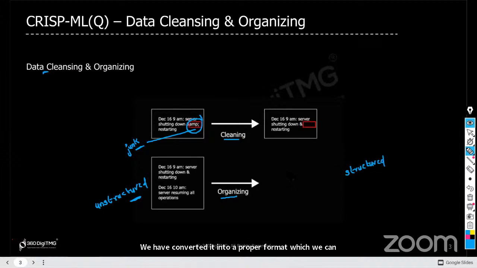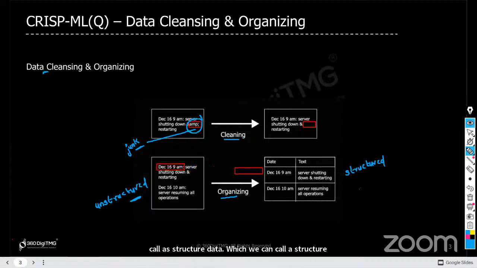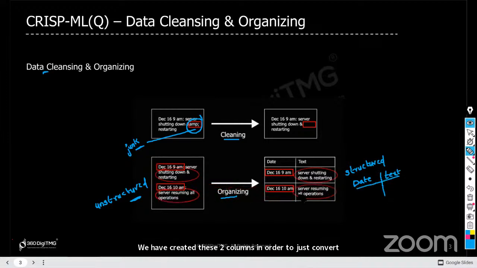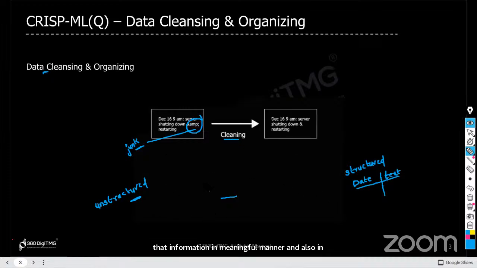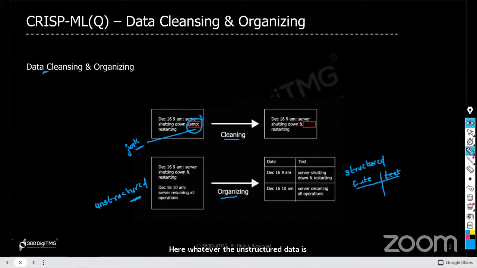So what did we do? We have created two columns. One is the date column and the second one is the text column. We have created these two columns in order to convert that information in a meaningful manner and also in proper format. Here, whatever unstructured data is there, we are organizing into structured format.